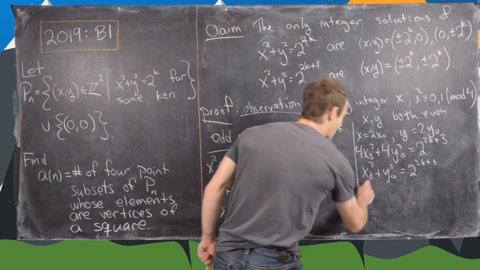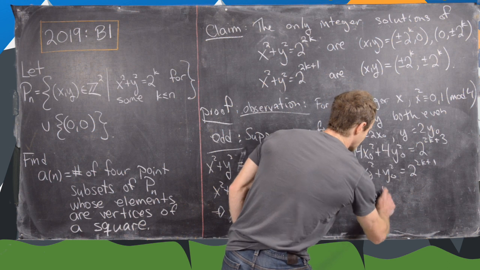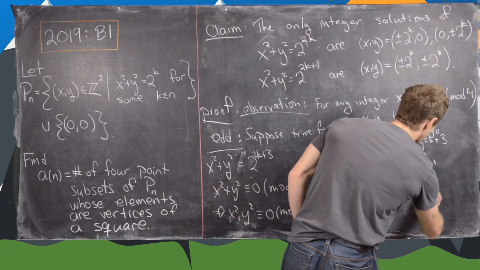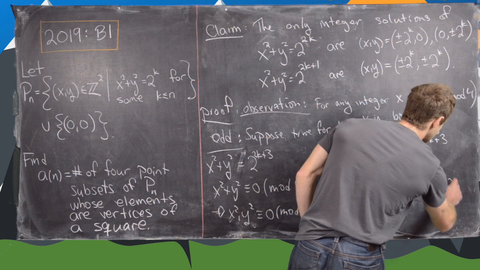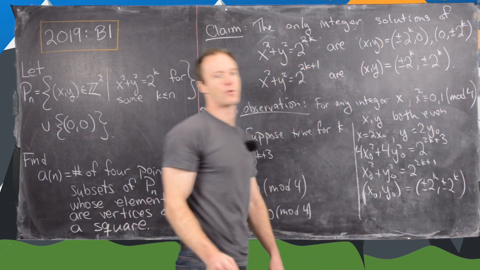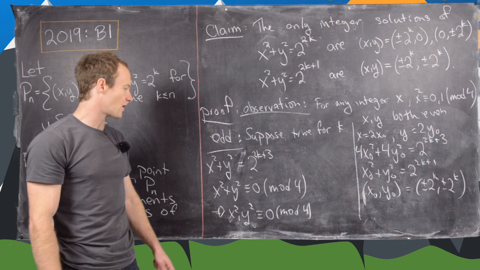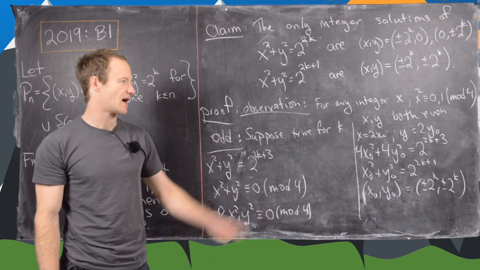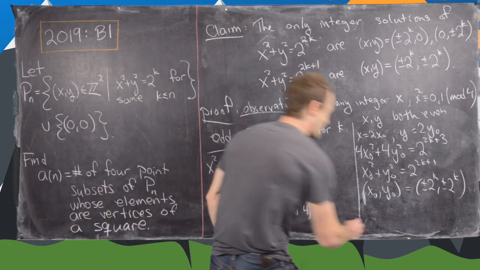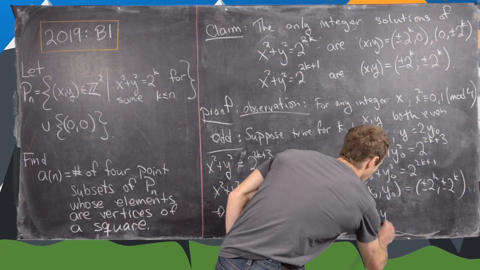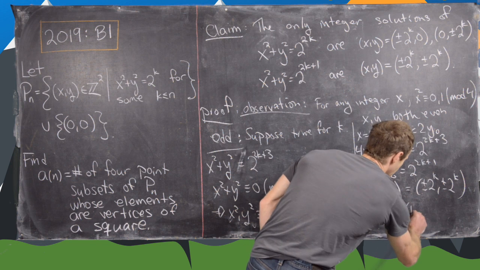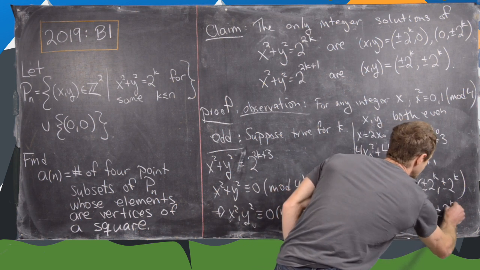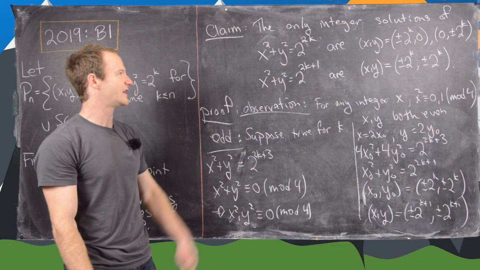But then, by our induction hypothesis, that tells us that x naught, y naught must be of the form plus or minus 2 to the k, plus or minus 2 to the k. It's that type of ordered pair. But then multiplying all the entries by 2, because we know x is equal to 2x naught, and similarly for y, that gives us x comma y equals plus or minus 2 to the k plus 1, plus or minus 2 to the k plus 1. And that finishes the proof.